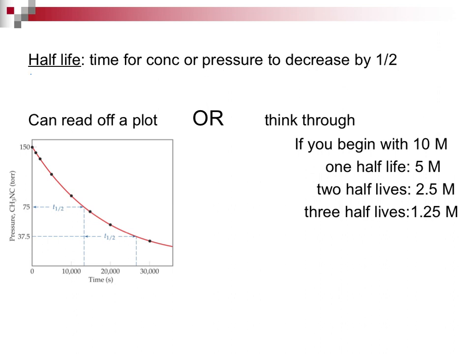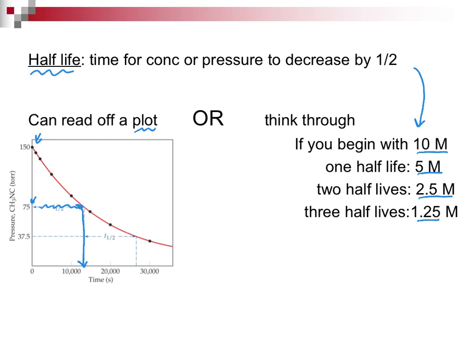Well, we talked about half-life, and let's kind of look at the second one. This is where you think it through. If you begin with 10 molar, 1 half-life is 5, 2 half-lives is 2.5, 3 half-lives is 1.25. But what if they give you a plot? Well, over here, it starts at 150. Half of it is 75. So you read over to the line and you drop down onto the x-axis.